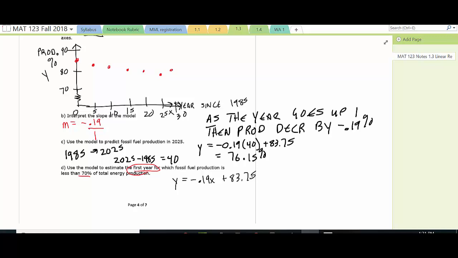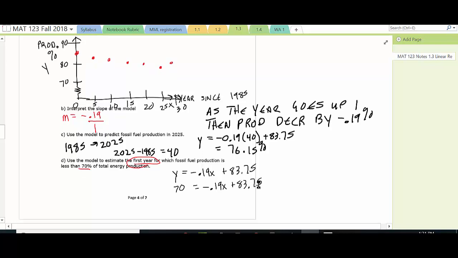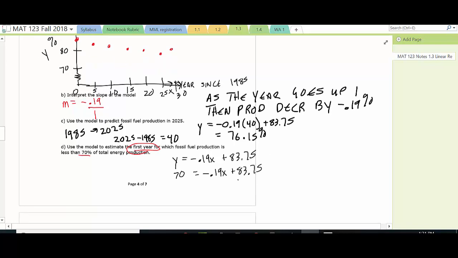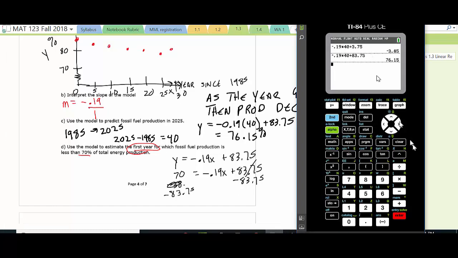For y, right. X is the number of years. So you've got to be clear on what the variables are. So just put 70. Don't worry about a decimal. Just do 70 equals negative 0.19x plus 83.75. And then you solve that equation. So you're doing that backwards. So now it's just a basic equation. You're going to subtract 83.75. Okay, and I'll do that on the calculator, and we'll see what that is now.